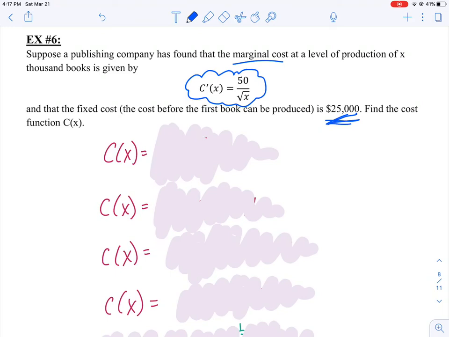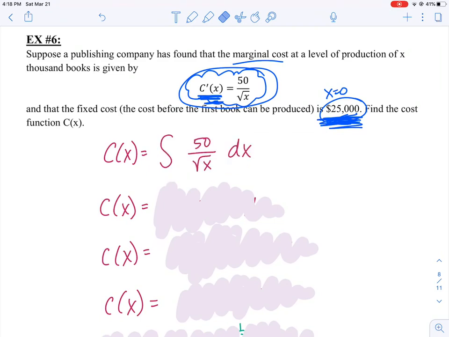So at the beginning, in order to start up your business, you have to pay some money for equipment and stuff like that. What that's saying is that before I make any books, the cost is already $25,000 for me. Okay, so I know the derivative, the rate at which the cost is changing. I know my initial condition. When x is 0, it's going to cost me $25,000. The question is asking us to find the actual cost function. I know the derivative, but I want to find the original cost. I know the rate at which cost is changing, but maybe I want to know what the actual cost is. So I need to go backwards and do an antiderivative.